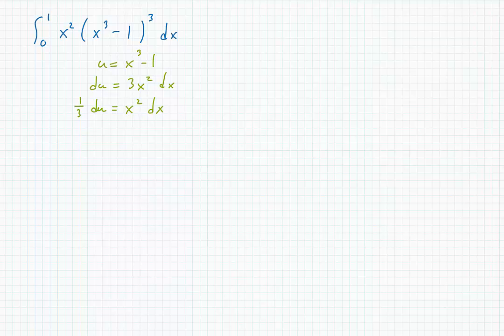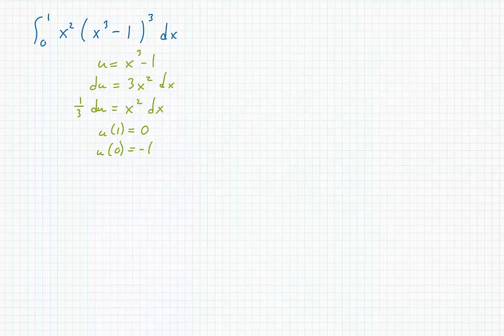But I also need to replace the 0 and the 1 here. Those are x values. They're not u values. So I'll consider the fact that u of 1 is equal to 0 and that u of 0 is equal to negative 1. Now be careful when you do this process, because sometimes the order of these numbers will appear to shift.